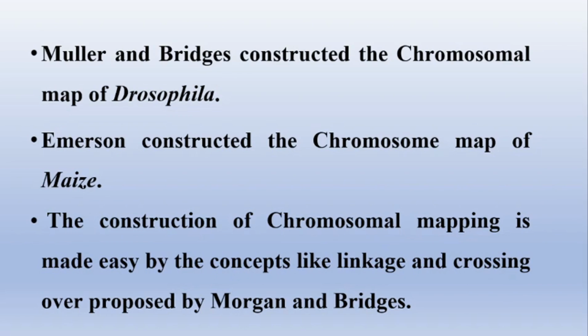Muller and Bridges constructed the chromosomal map of Drosophila. Emerson constructed the chromosome map of maize. The construction of chromosomal mapping is based upon the concepts like linkage and crossing over, which are proposed by Morgan and Bridges.